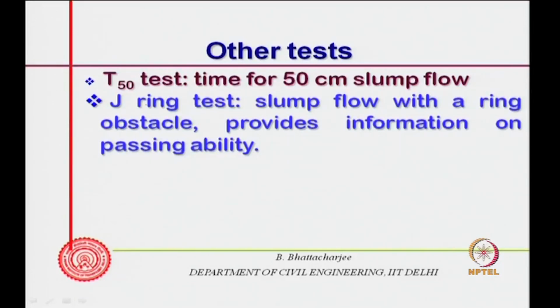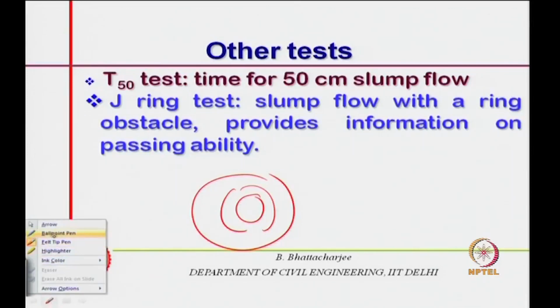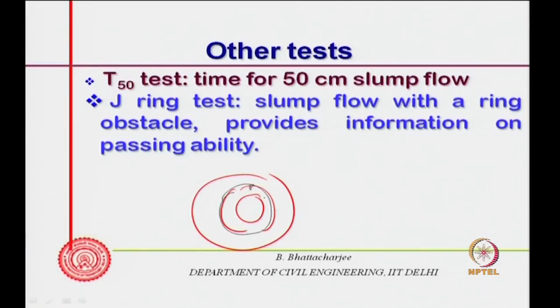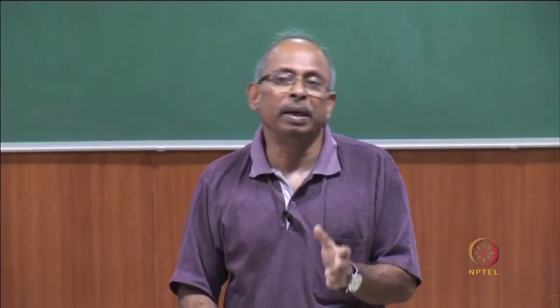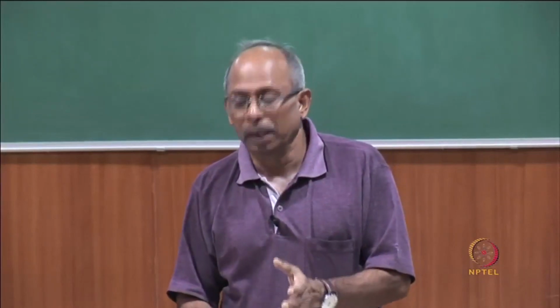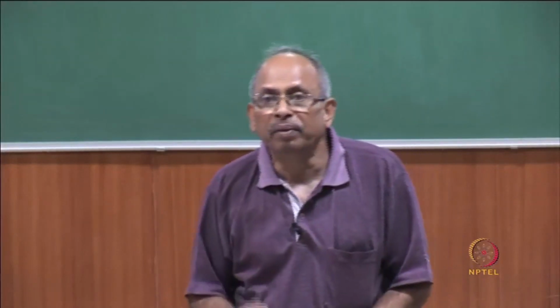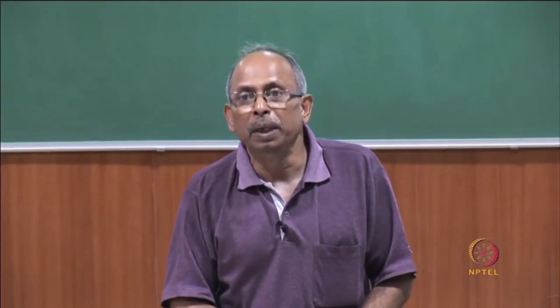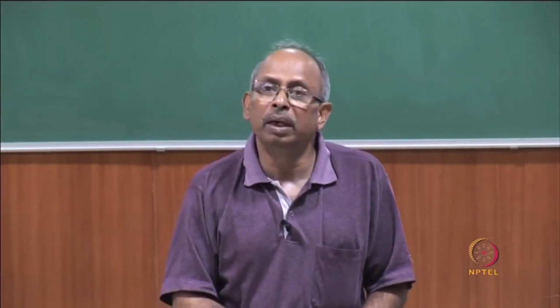The J ring test is slump flow with a ring obstacle. So, you have the same slump flow, but there is an obstacle. So, there will be an obstacle here. So, it is a J ring test. Slump flow with a ring obstacle provides information of passing ability. So, while flowing, it is actually trying to combine the fluidity with passing ability. So, then you can find out the flow. After putting the obstacle, what is the flow? So, that would be a kind of measure of fluidity plus passing ability.